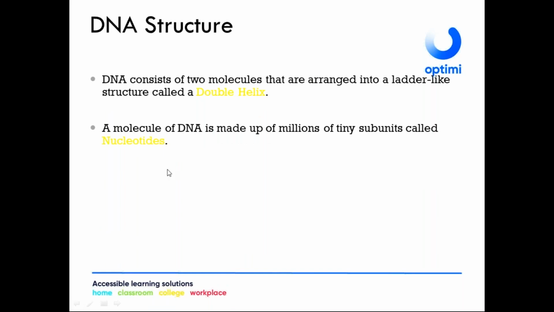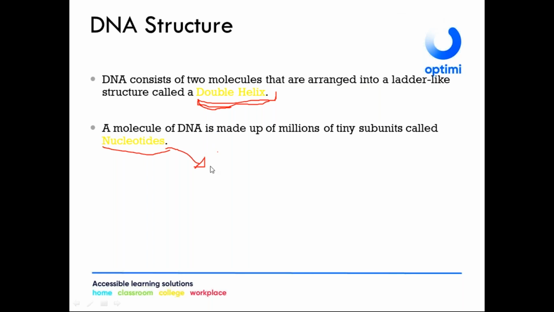So we're going to look at the DNA structure first. DNA consists of 2 molecules that are arranged into a ladder-like structure called a double helix. It's very important: a DNA structure is a double helix. It winds together to form a double helix. A molecule of DNA is made up of millions of tiny subunits called nucleotides. So nucleotides are the building blocks of DNA. Just like atoms are building blocks of matter, cells are building blocks of life, and amino acids are building blocks of proteins, nucleotides are building blocks of DNA.